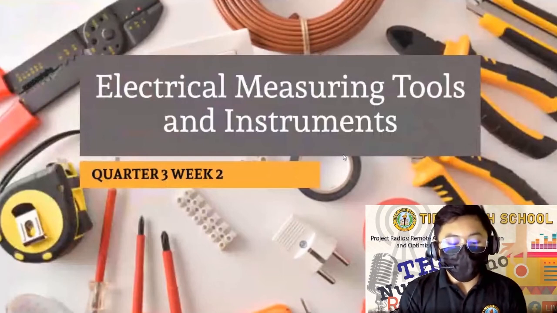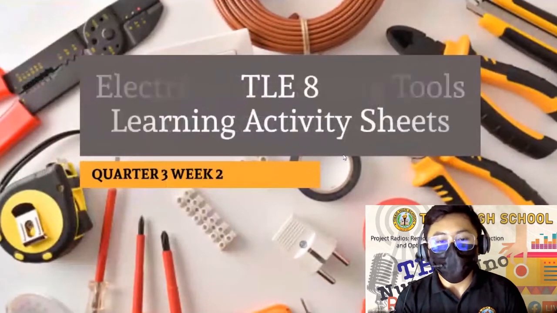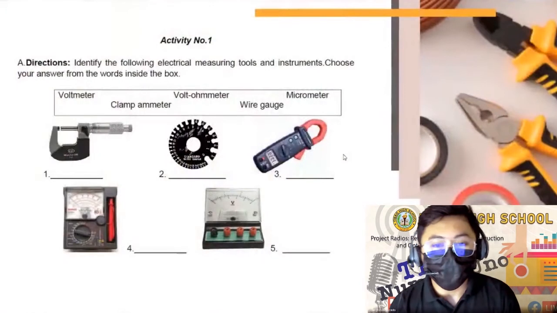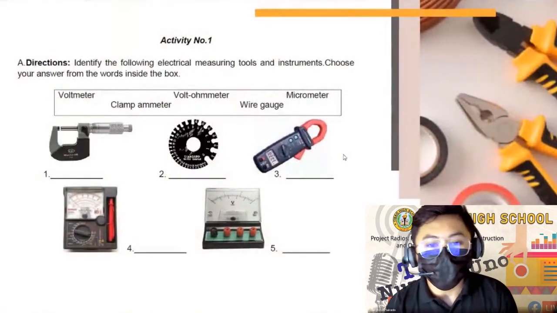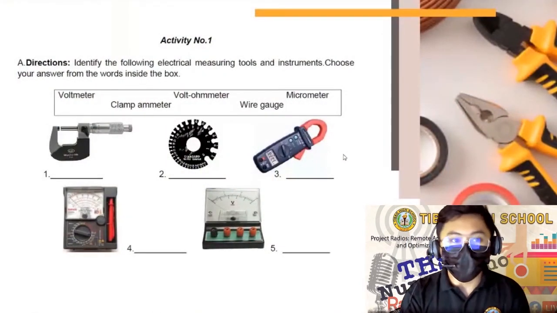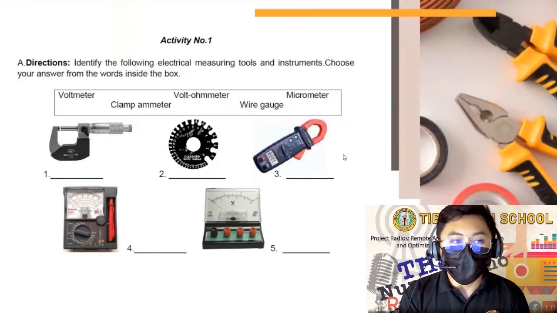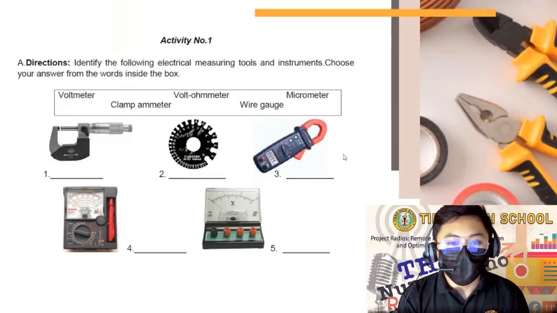Now, let us proceed sa mga activities nyo sa learning activity sheets. Activity number 1. So, ito yung direction. Identify the following electrical measuring tools and instruments. Choose your answer from the words inside the box. So, yan, may mapagpipilian na kayo. Isulat nyo lang sa space provided yung mga sagot nyo.